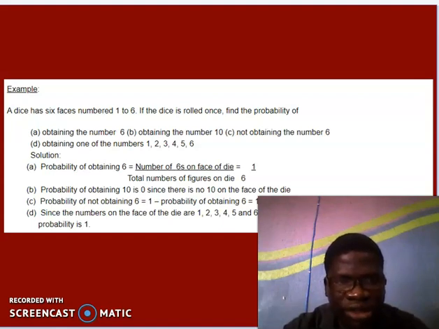The solution to question C: probability of not obtaining 6 is 1 minus probability of obtaining 6, which simply means 1 minus 1 over 6, which is 5 over 6. The solution to question D: since the numbers on the face of the die are 1, 2, 3, 4, 5, and 6, we can only have one of these numbers, so the probability is 1.